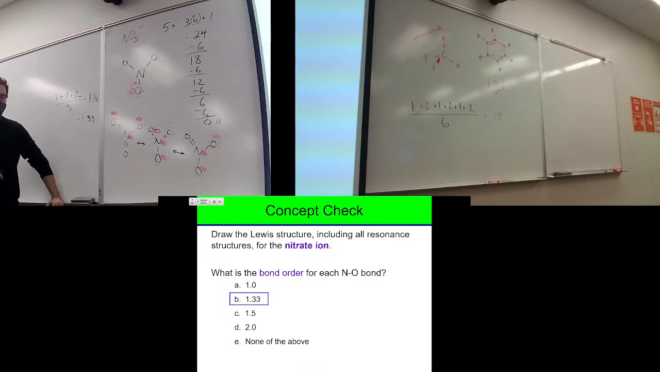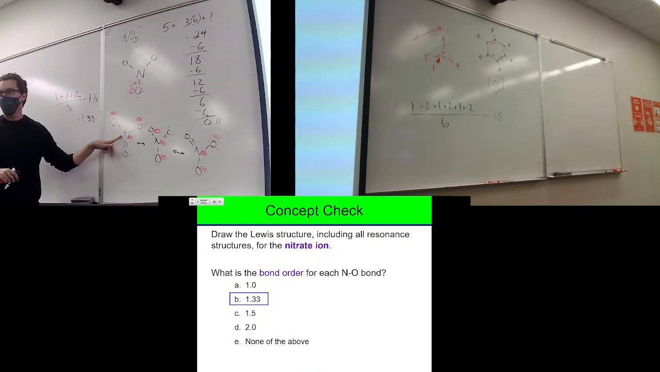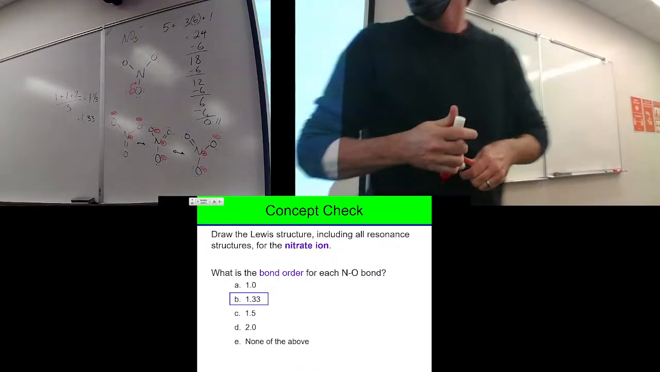I can't make this better by doing a second double bond because nitrogen cannot break the octet rule. Nitrogen's row 2, doesn't have d orbitals, so it has to be like this. Okay. So these are equivalent resonance structures.